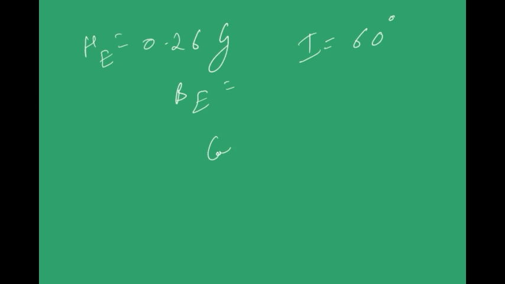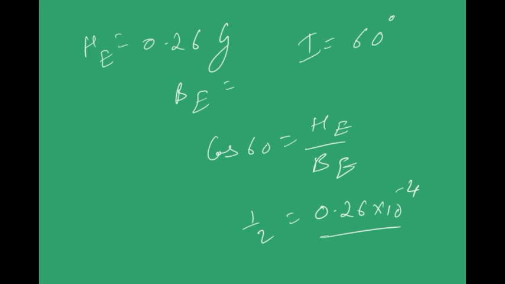It's very simple. Cos 60 is He by B, and cos 60 is 1 by 2, and I have the horizontal component as 0.26 into 10 power minus 4 Tesla. From this you can get the magnetic field. Let me write it in Gauss only. 0.52 Gauss, or 5.2 into 10 power minus 5 Tesla.